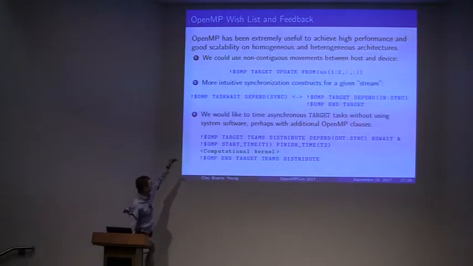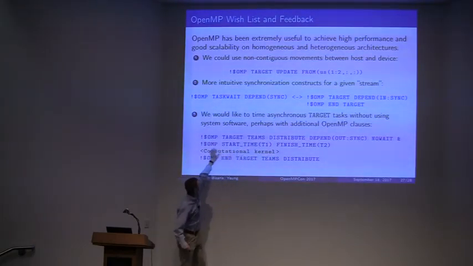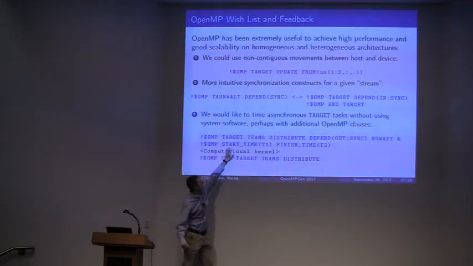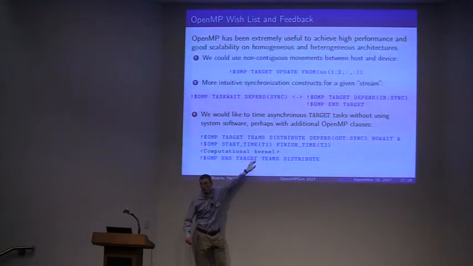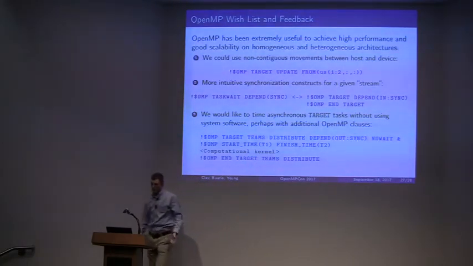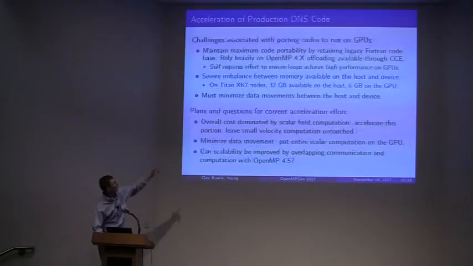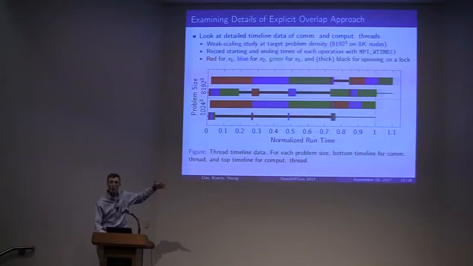Because I believe with the target task, and you have teams, there's not really much I can put in between the do loops. I don't really know how to get the start time and the end time for when this actually ran on the GPU. And it would be really helpful when we produce timeline data like this for our GPU code if the OpenMP target tasks were able to provide that information for us.